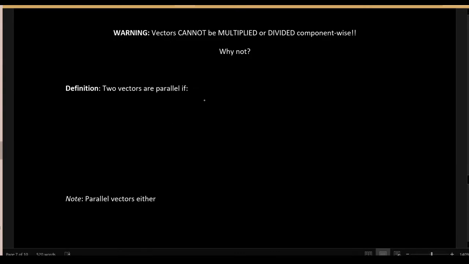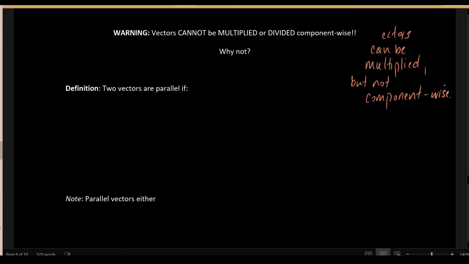Now, conspicuously, arithmetic operations that we have not discussed are multiplication and division. So the question is, can we multiply a vector by a vector? We scaled vectors, we multiplied them by numbers, but is it possible to multiply a vector by another vector? And the answer to that question is kind of. There is a way to multiply two vectors together, but it's not component-wise.